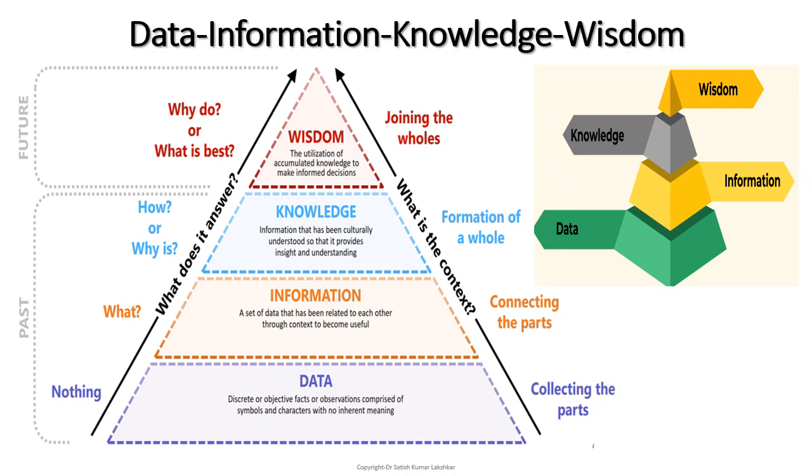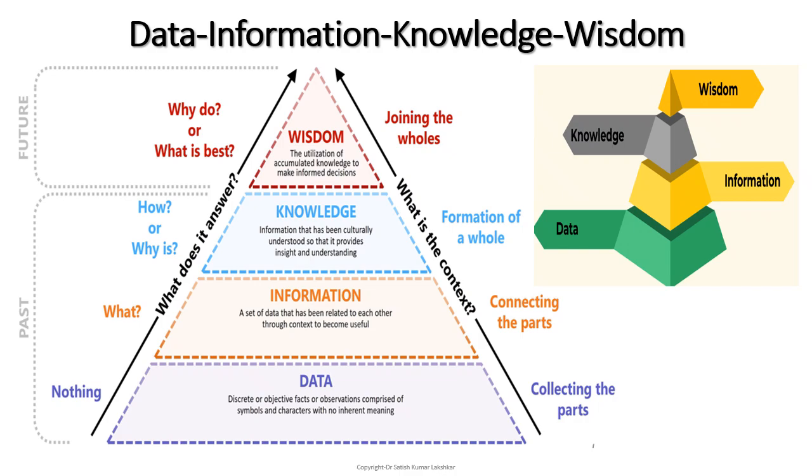Data is the discrete or objective facts or observations comprised of symbols and characters with no inherent meaning. Then what is information? Information is a set of data that has been related to each other through context to become useful. So, as we said initially, data means nothing. There is no specific format or dimension, and data is always in raw format only.